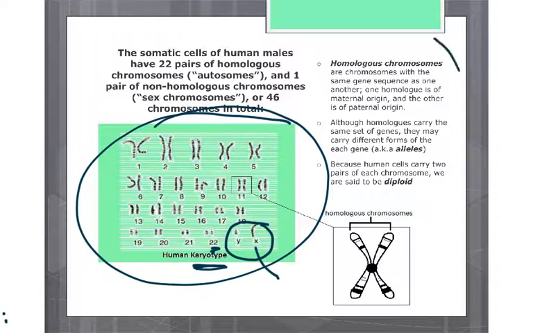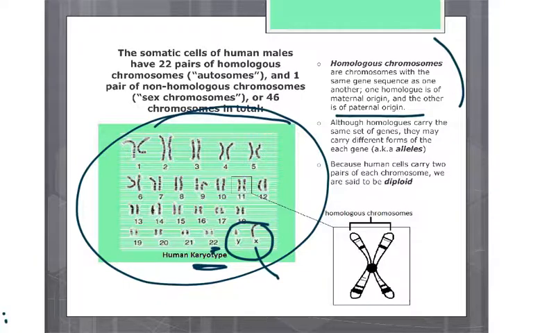So looking over here, some terminology. Homologous chromosomes are chromosomes with the same gene sequence as one another. One homologue is of maternal origin and the other is of paternal origin. What that's saying is you're getting one from mom, one from dad, okay? Because half of the DNA will come from the female, or the mom, and the other half is going to come from the dad.